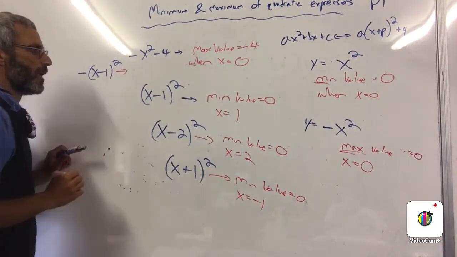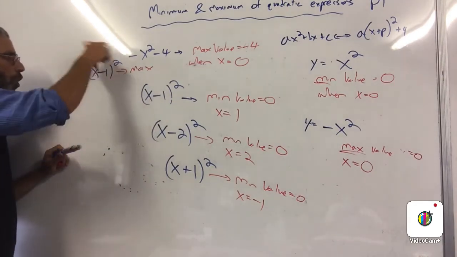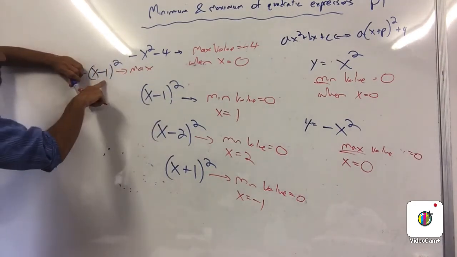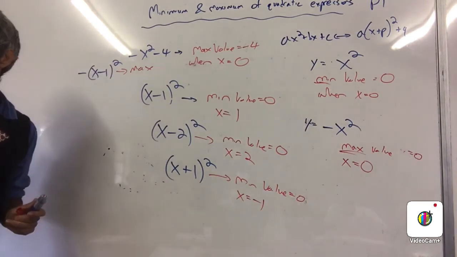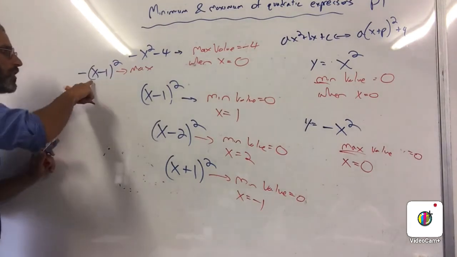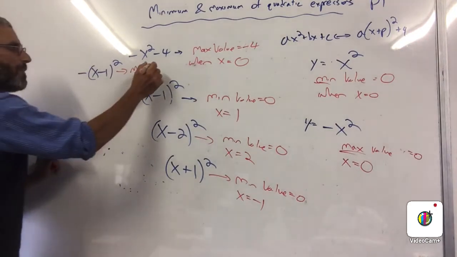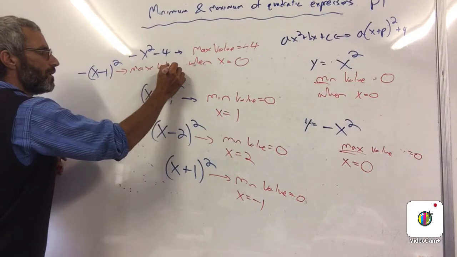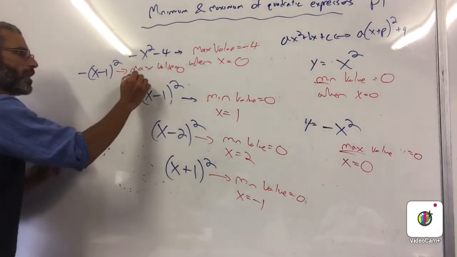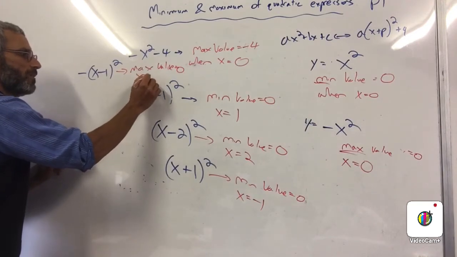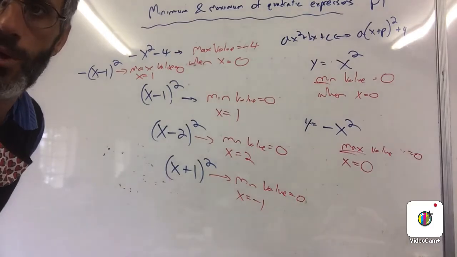So what do we have now? Minimum or maximum? Max. Why? Because this whole thing is positive, but now with the minus, this whole thing is negative. So what's the highest that a negative number could be? 0. So the maximum value is still equal to 0. For which x is it going to be? 1. Seems like you're getting it. Okay, let me just pause here.